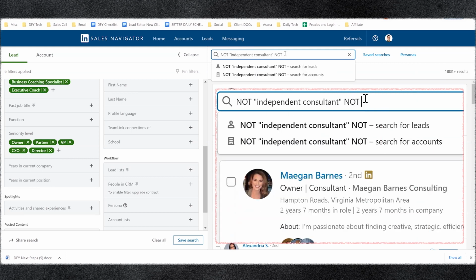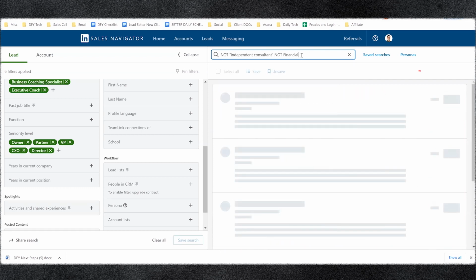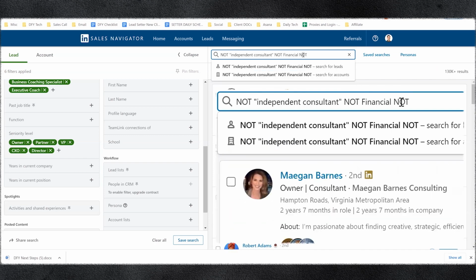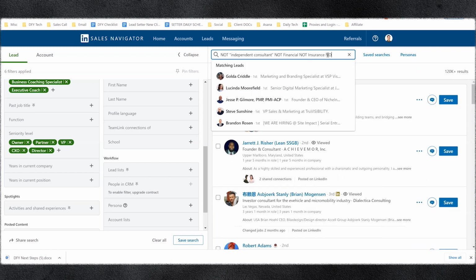And I can also put not for other things. Let's say I don't want to work with people in the financial market. So I can put not financial. Now I don't have to put that in quotations because it's not two words. And so we were at 180. Now we'll probably be at 130. Look at that. So that's perfect. It took out all the people I don't want. And then, maybe I don't want to work with insurance. So not insurance. 120. Beautiful. Maybe I don't want to work with life coaches.